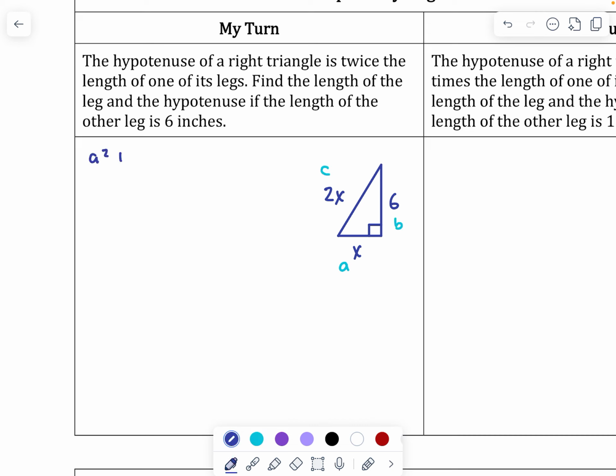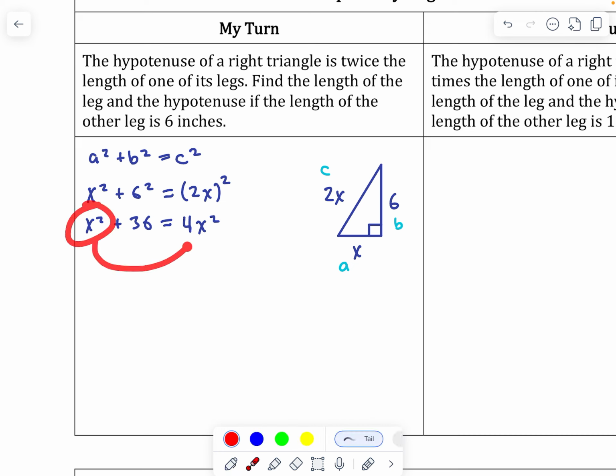And we're going to use a squared plus b squared equals c squared. Our A is x, so x squared. Our b is 6, 6 squared. And our c is 2x, so 2x squared. This gives us x squared plus 36 equals. Now, make sure you square everything in the parentheses right here, right? 2x parentheses squared is 4x squared. All right, I'm going to move the x squared over here by subtracting it. This gives me 3x squared equals 36.